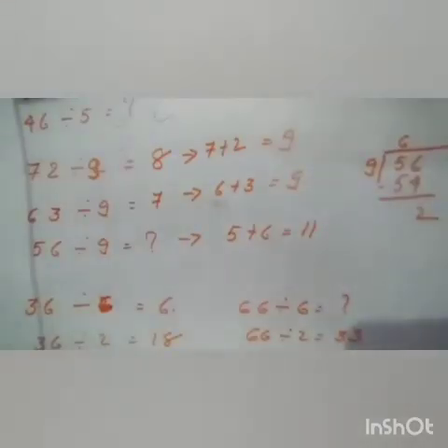One example is given here. 72 divided by 9 equal to 8. That is 7 plus 2 equal to 9. 9 is a multiple of 9. 63 divided by 9 equal to 7. That is 6 plus 3 equal to 9.